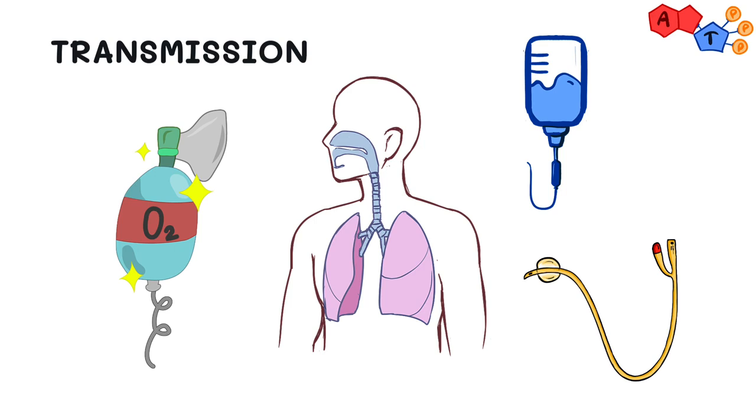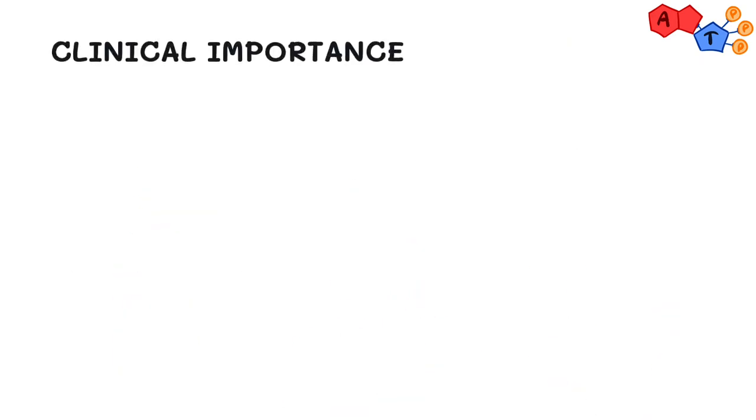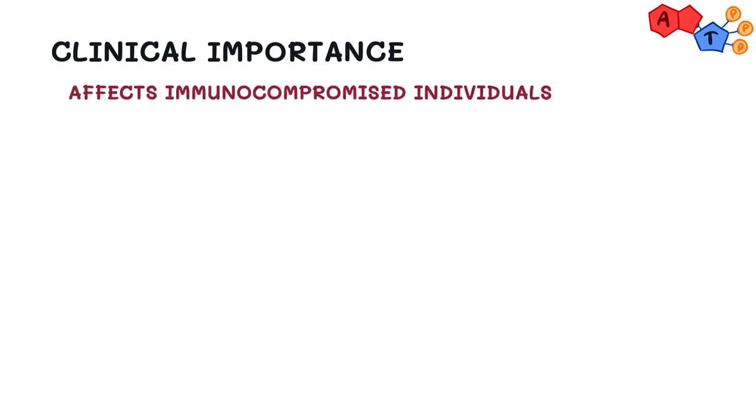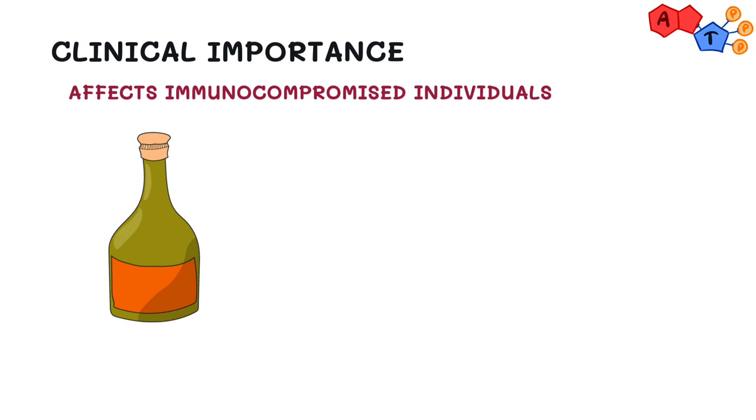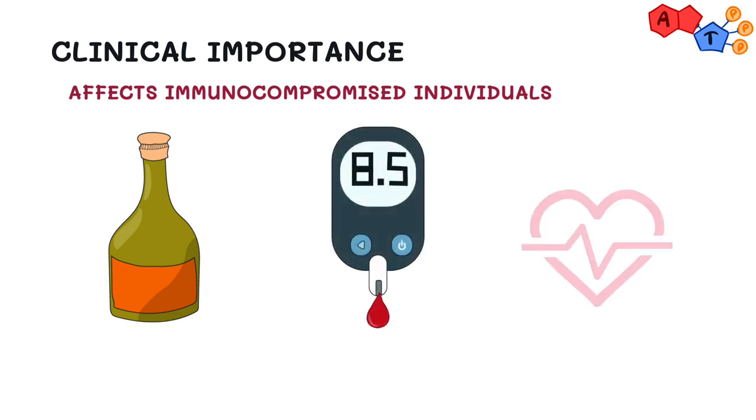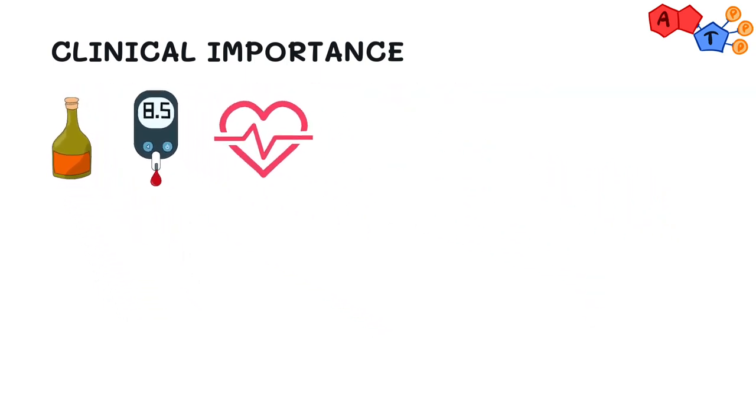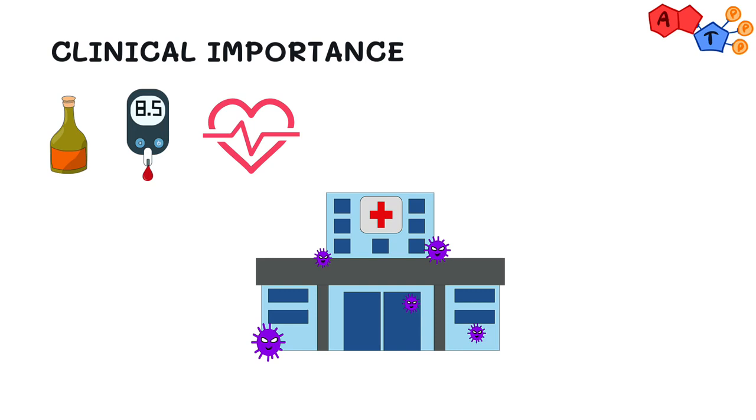Also, patients in healthcare settings may get infection when they are placed on ventilators or connected to IV or urinary catheters. Now let's move on and talk about the clinical importance of Klebsiella. Klebsiella is known to cause infections, especially among people with impaired immune systems such as alcoholics, diabetics, and those with chronic diseases. It's a common cause of nosocomial infections, also known as healthcare-associated infections.